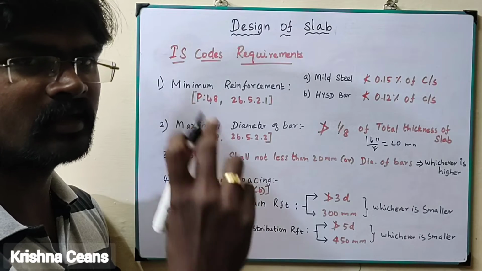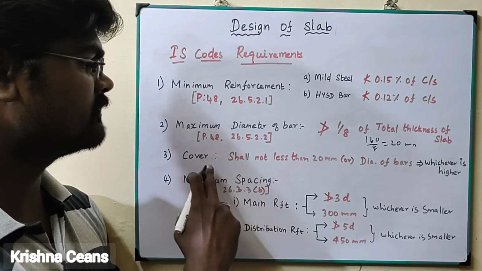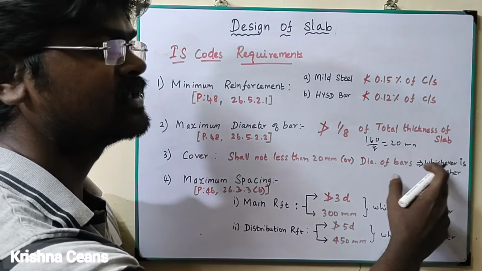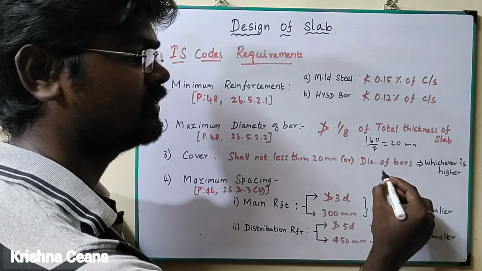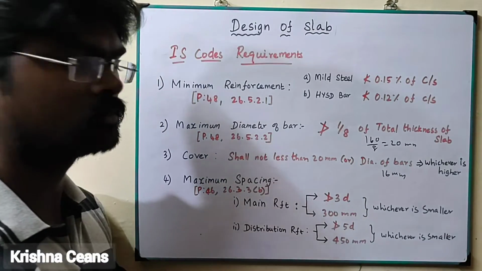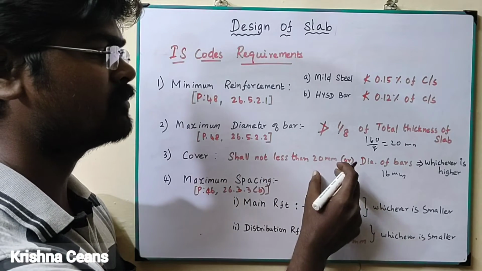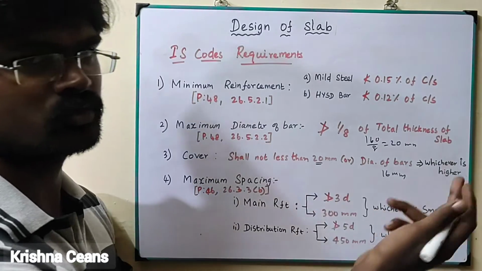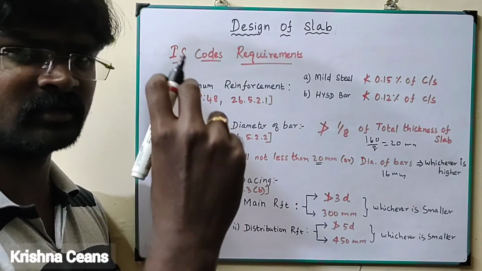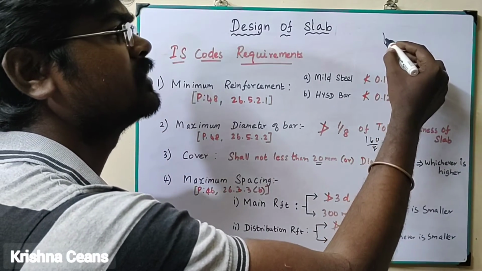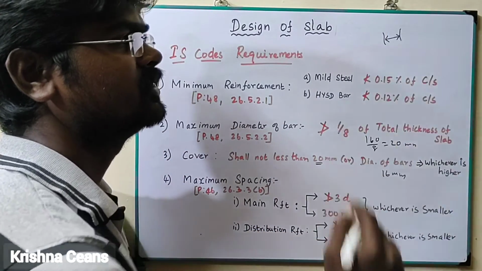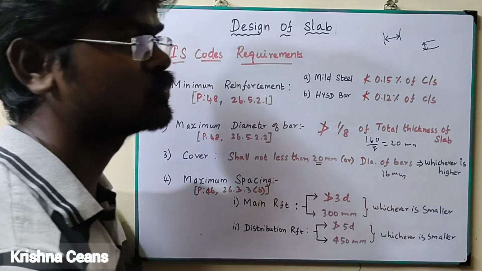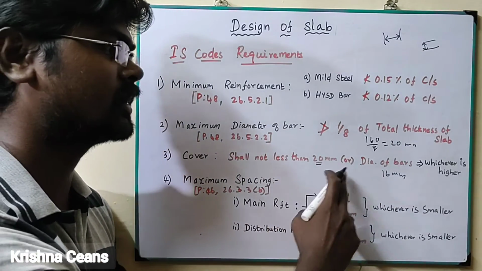Next, how much cover we have to provide. The cover shall not be less than 20 mm or the diameter of the bar, whichever is higher. In case we are using a 16 mm diameter bar, the cover shall not be less than 20 mm, as compared to the 16 mm, which is higher. So 20 mm is higher, and we have to use 20 mm. Cover is nothing but the spacing from reinforcement to concrete. Reinforcement to concrete, we call it the cover. So that condition is there.